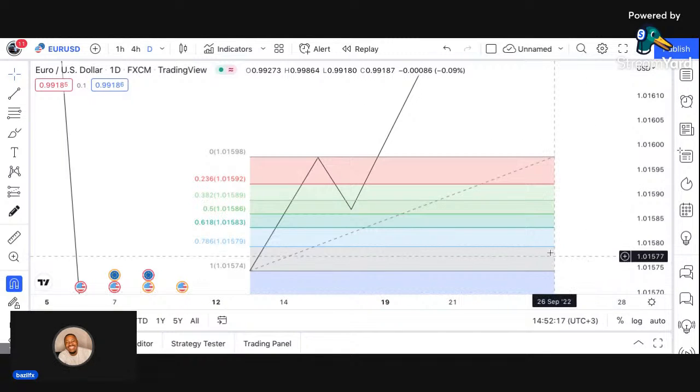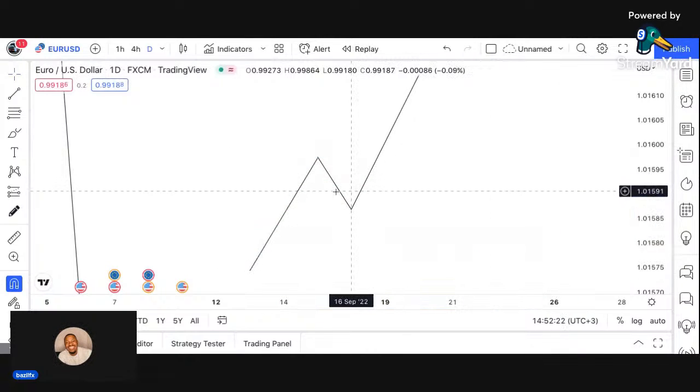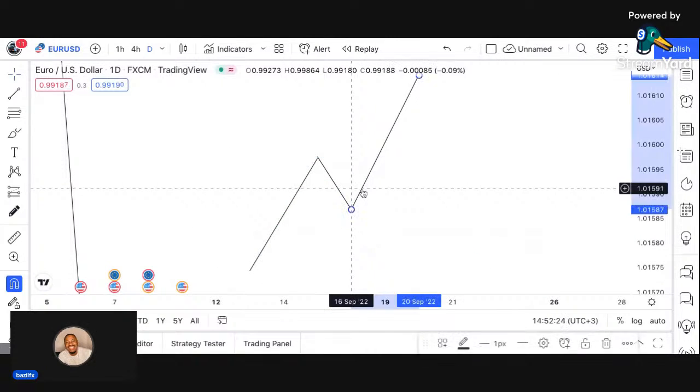When you're using a Fibonacci retracement on a downtrend, it has to be the opposite, since on the downtrend we're only looking for sells. So let me first tell you this.